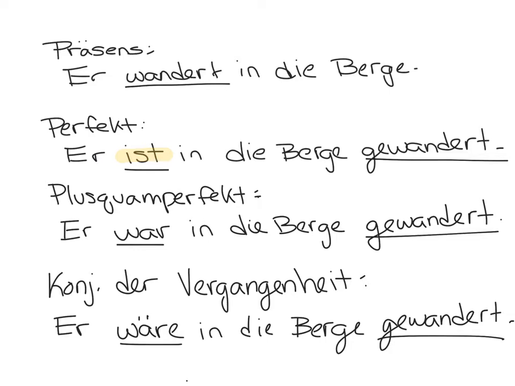For the Plusquamperfekt, ist changes to war. So instead of he has hiked, it's he had hiked in the mountains. Well, we want to change it to he would have hiked, hypothetically. So war becomes the subjunctive form wäre. Wäre in die Berge gewandert. He would have hiked in the mountains.